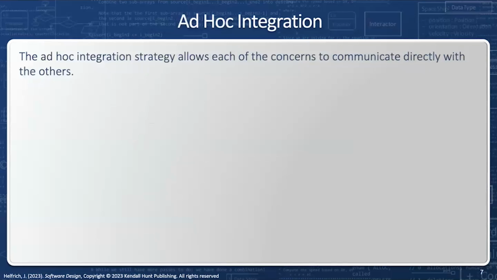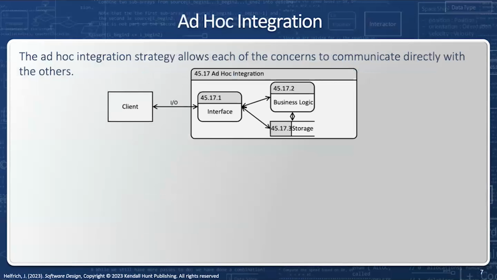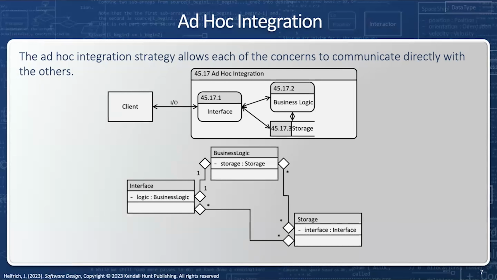The next is ad hoc integration. And this is where every component talks to every component. So if the storage wants to talk to the interface, then it can do so. If the storage wants to initiate a conversation with business logic, it can do so. If the business logic wants to tell something to interface, it can do so. Every component can talk to every other component. And there's a variety of different ways you can do it, but the simplest way is to make sure that every component talks to every other component with a reference.